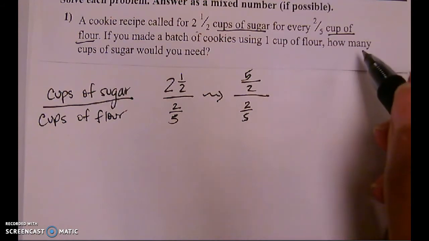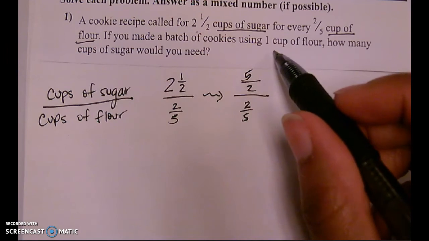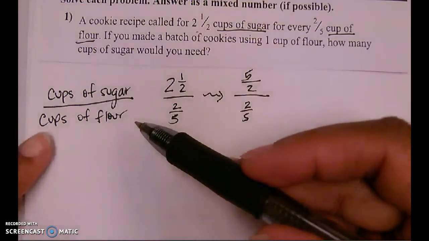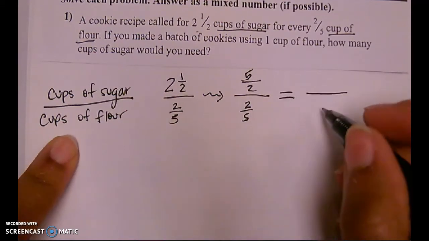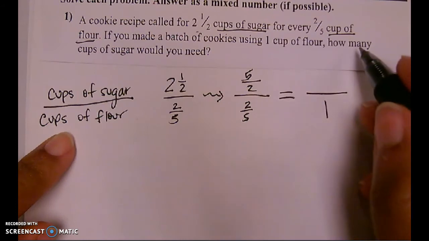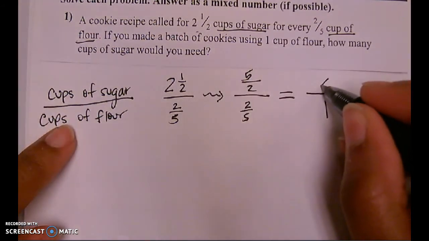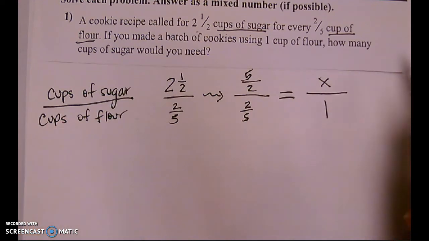Now, it says how many cups of sugar will I need if I'm baking using 1 cup of flour. So I'm going to identify where the cups of flour is, and I'm going to write my equal sign. I know that I will be using 1 cup of flour, but I don't know how many cups of sugar I need, so I'm going to represent that with X. Okay? Just like how we solved our rates.